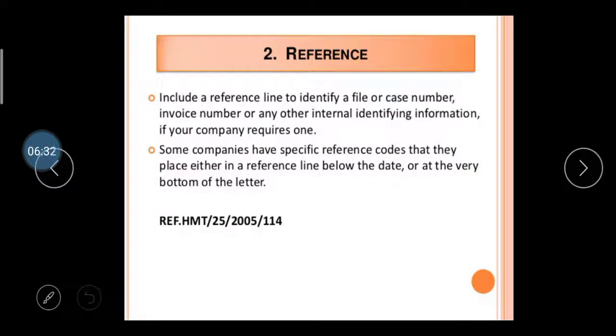Include a reference line that identifies the file or case number, invoice number, or any information that is identified internally in your company. Whenever you write a business letter, give the reference number or the invoice number, so the customer or another party can easily identify your overall work. Some companies have a specific reference code that they place either in the reference line below the date or at the very bottom of the letter.